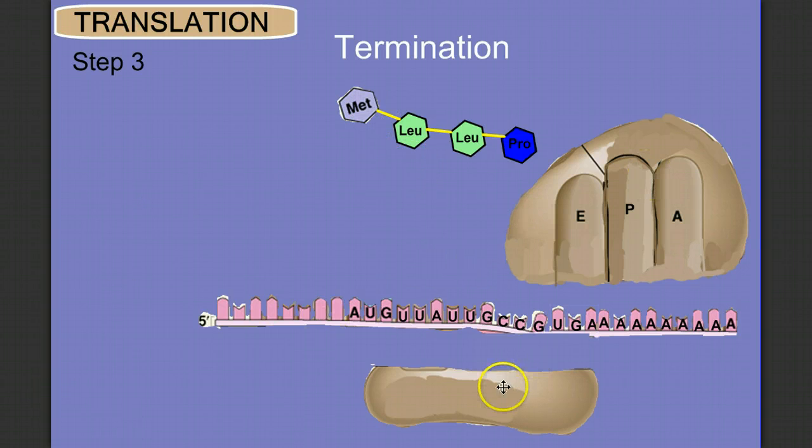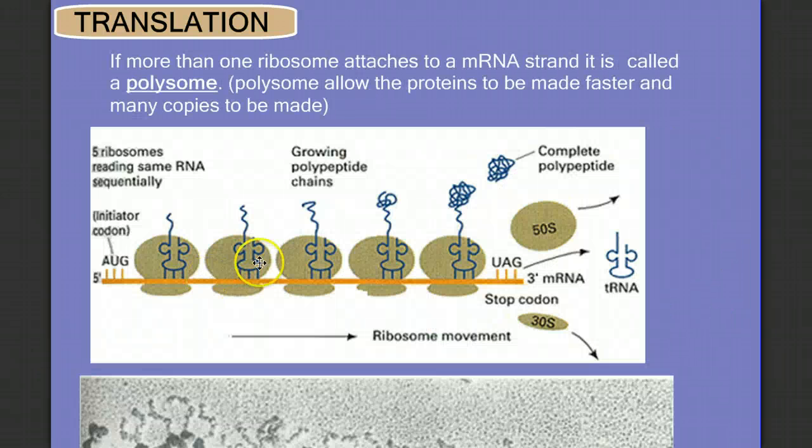Now these two ribosome components can go on to reform, maybe go back to the beginning and start to translate this messenger RNA strand a second time to make another copy of this protein. And this messenger RNA strand can be translated many times by many ribosomes. In fact, it's not uncommon for one messenger RNA strand to have more than one ribosome translating it at a time. It's called a polysome.